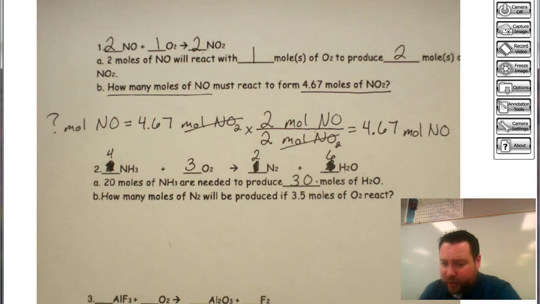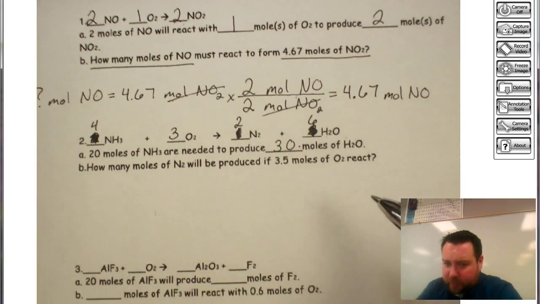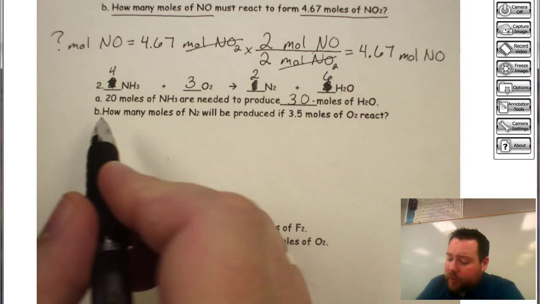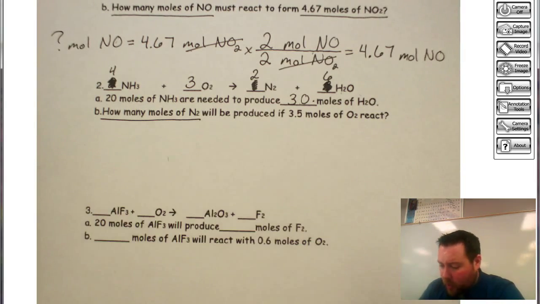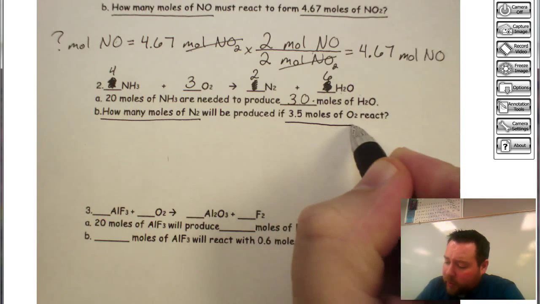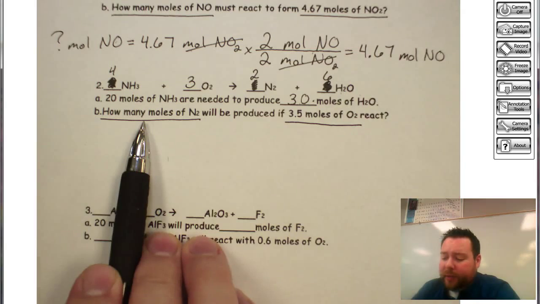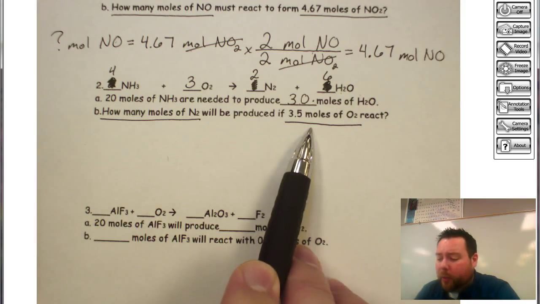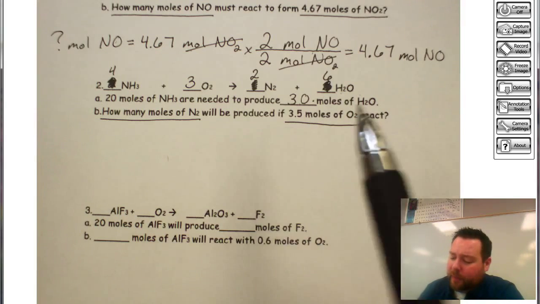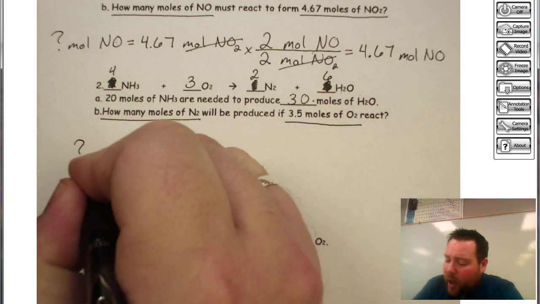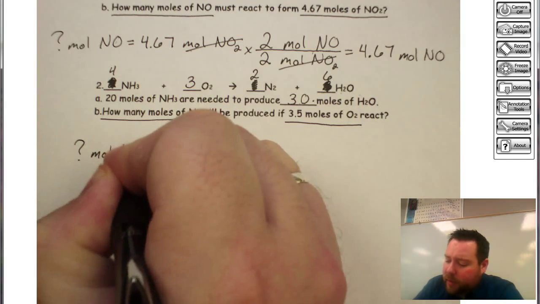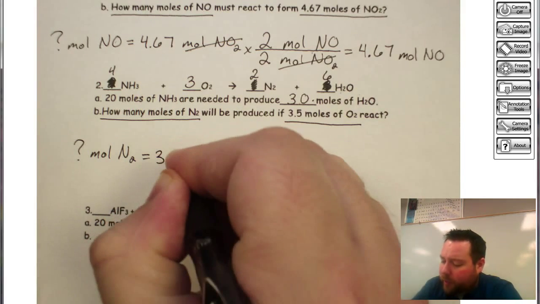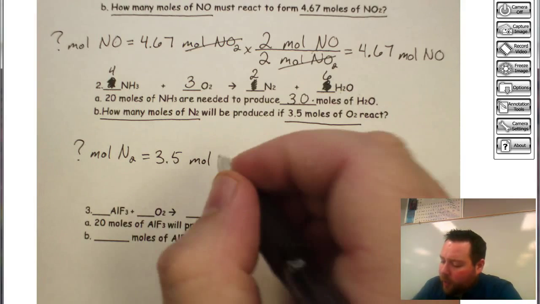So I'm going to ask the same question that I've asked before, which is, what do we want to know, and what have we been given? So what do we want to know? How many moles of N2 will be produced if 3.5 moles of O2 react? So we have our unknown, so what we want to find out, and we have our known value, 3.5 moles of O2 oxygen. So I'll set up the same way that we've done before. How many moles of N2 is equal to, we put in our known value, 3.5 moles of O2.